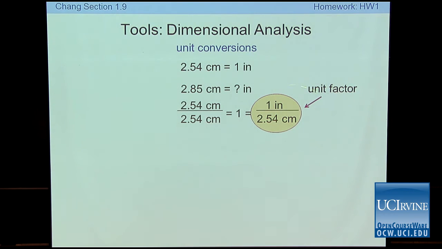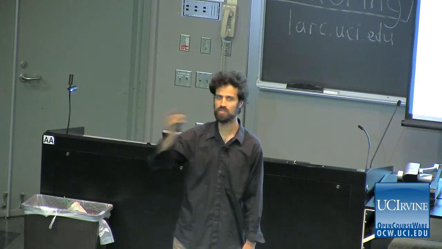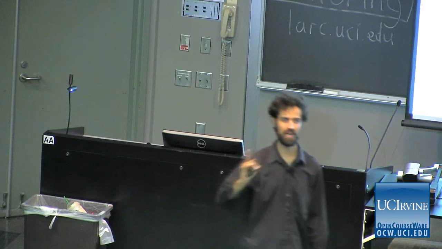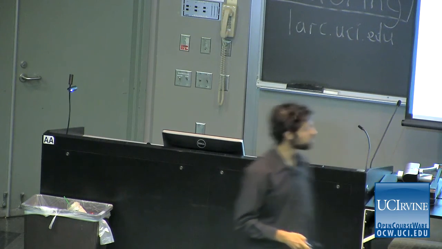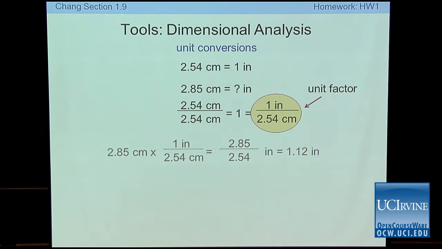So in other words, I have here an interesting situation. I have here a relation between two units. 1 inch over 2.54 centimeters is a unit factor. This thing has the value 1. And that's really good. Because if something has a value 1, you can multiply it with anything without changing the value of the other thing. So let me give you an example.